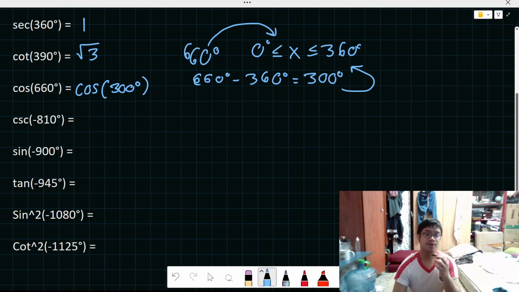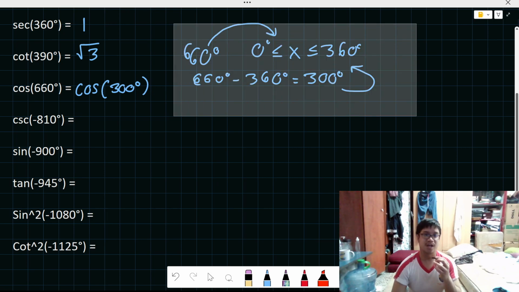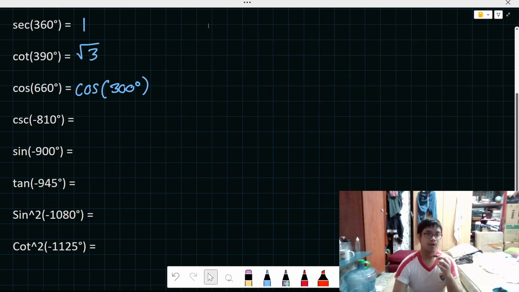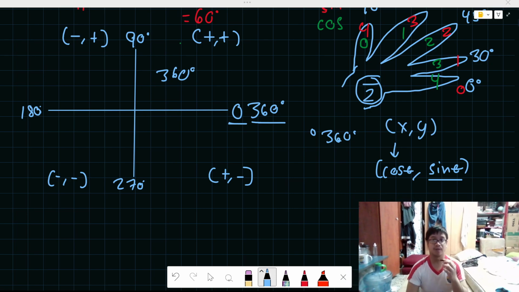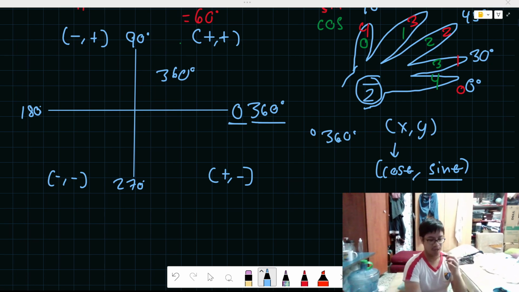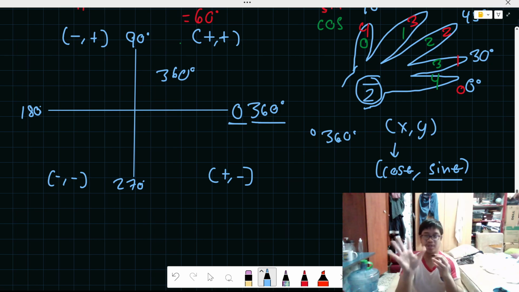So now, what is cosine of 300 degrees? Now that we found its coterminal angle, let's try to draw a graph. Let me erase this one. The camera size should be like that so that you can see me, especially when I show my hands. Okay, let's start from 0 degrees, then 300 degrees.